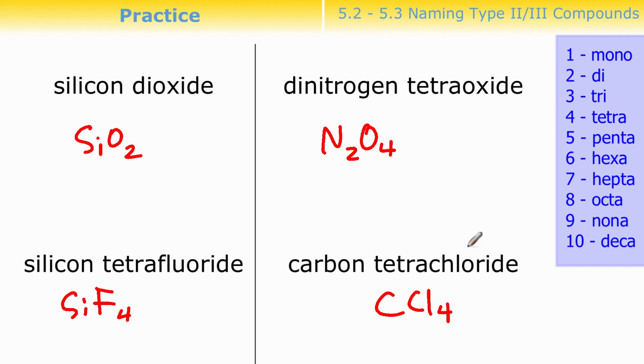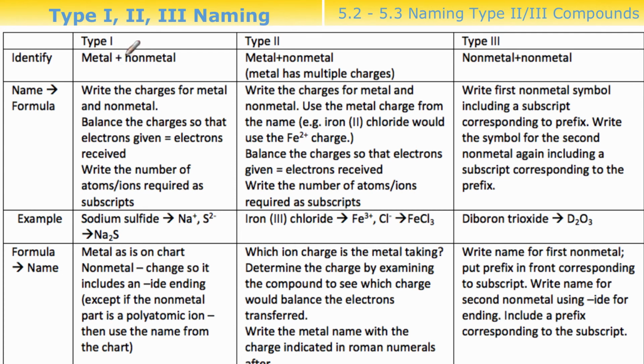Look online, see if there's some practice for you to look at. As a synopsis of all the naming that we've done so far, we've done type 1, type 2, and type 3 names. Type 1 are a metal and a nonmetal. Type 2 are the same, a metal and a nonmetal, but the metal has multiple charges that we have to worry about. And then type 3 are 2 nonmetals. You may want to put a chart like this together so that when you're having to name something or write the formula for it, you can look to see what the rules are, because there are different rules for each one of those types, and you've got to make sure you follow the right rules. Okay, hopefully that helps you out with naming type 3 compounds.